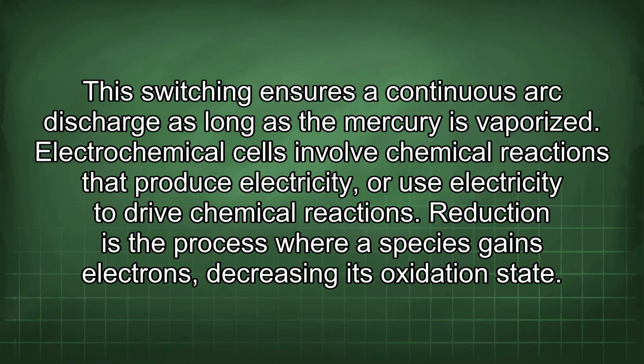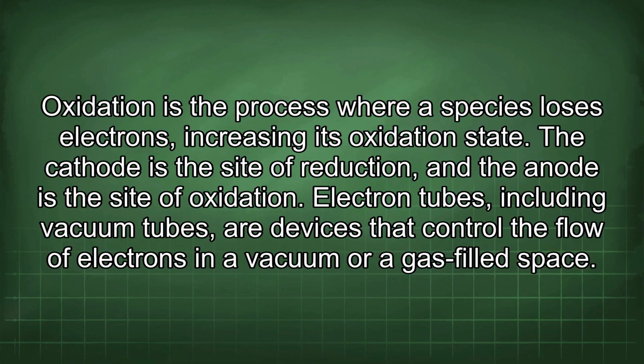Electrochemical cells involve chemical reactions that produce electricity, or use electricity to drive chemical reactions. Reduction is the process where a species gains electrons, decreasing its oxidation state. Oxidation is the process where a species loses electrons, increasing its oxidation state. The cathode is the site of reduction, and the anode is the site of oxidation.